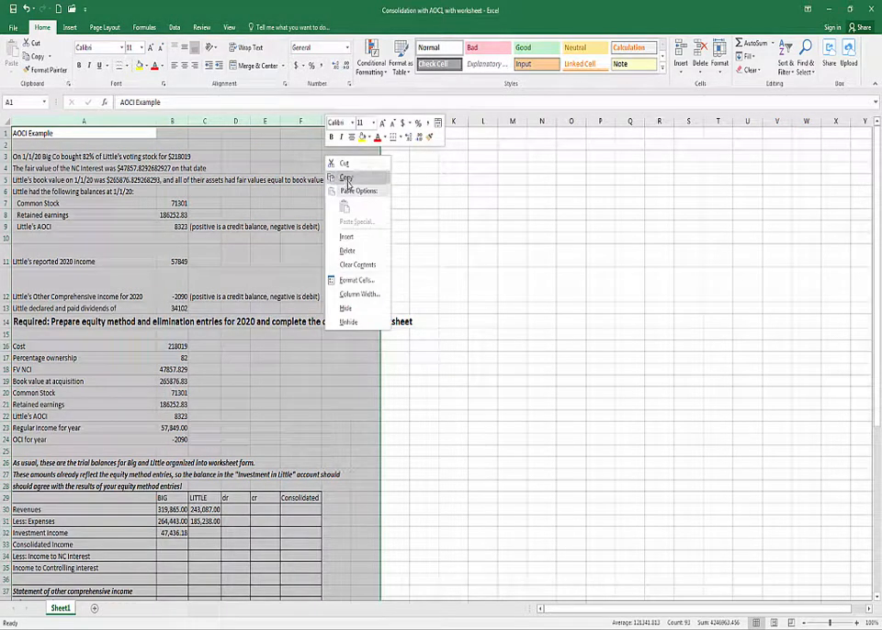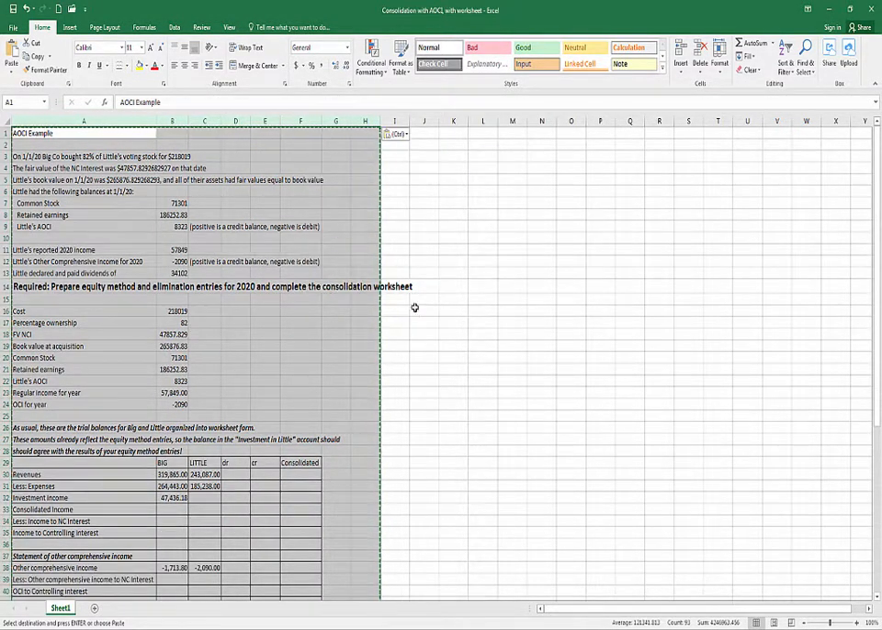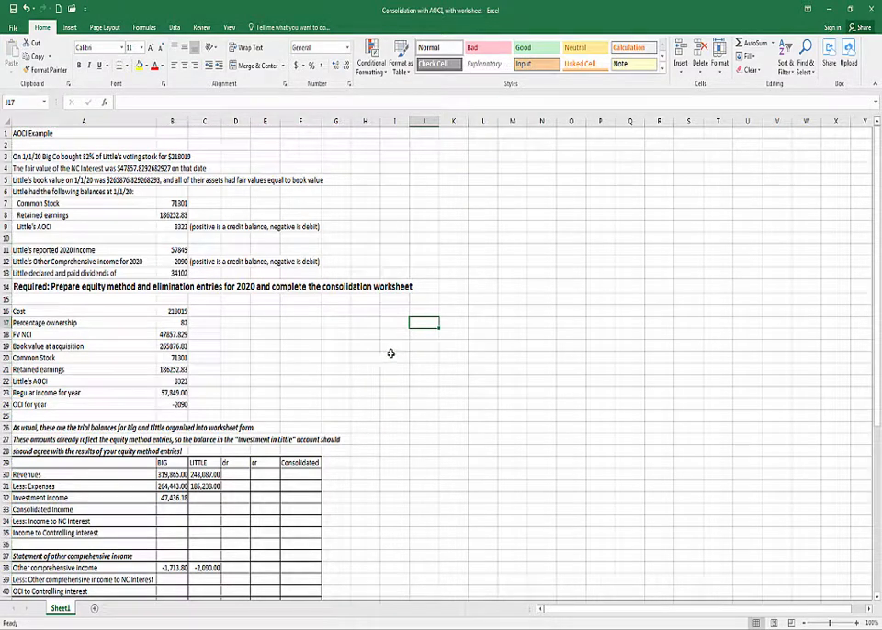So again, let's go ahead and copy and paste as values. Okay, what do we need to do? On January 1st, 2020, Big bought 82% of Little's voting stock for $218,019. The fair value of the non-controlling interest on that date was $47,857.83. Little's book value was this. All of the assets had fair values equal to book value. Little had the following balances at January 1st, 2020. We've got, again, common stock, retained earnings, and a positive or credit balance in accumulated other comprehensive income.